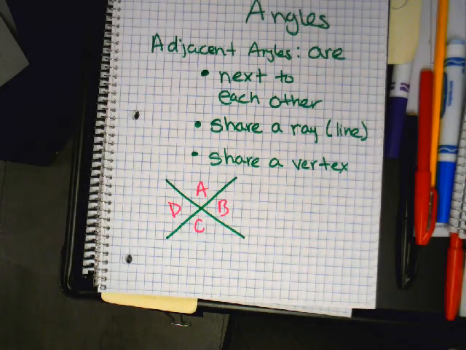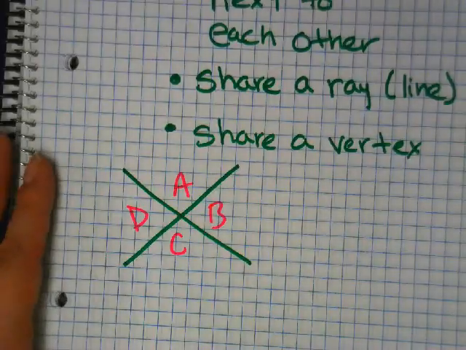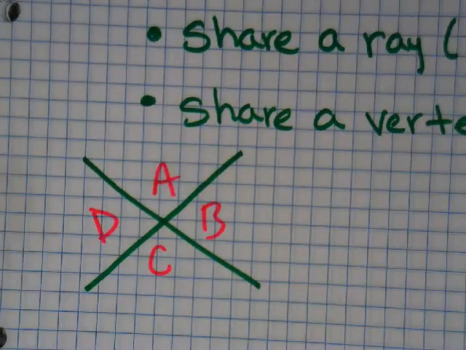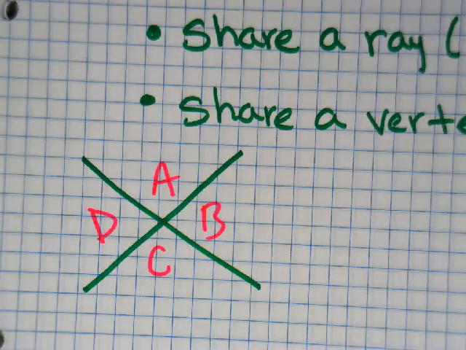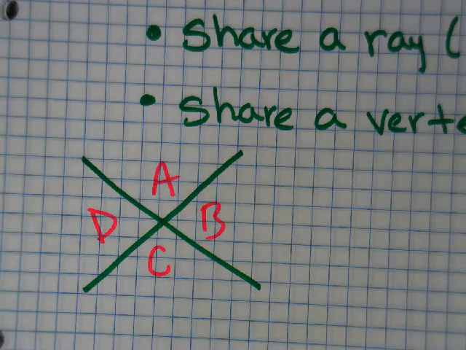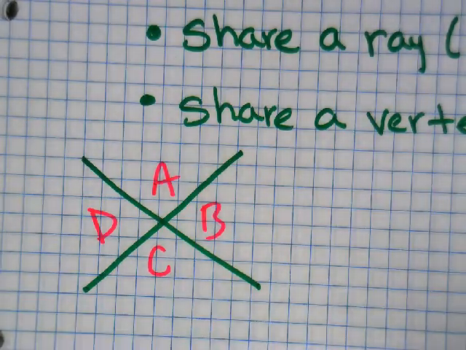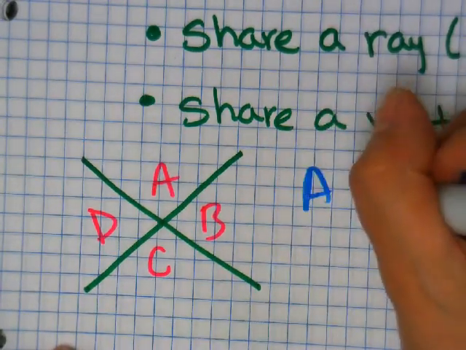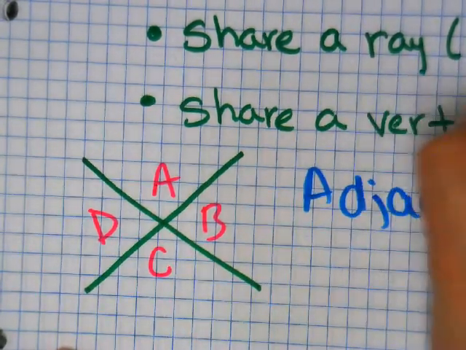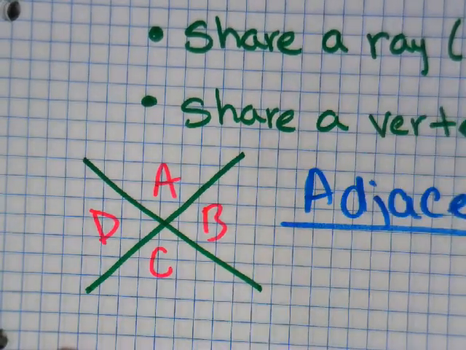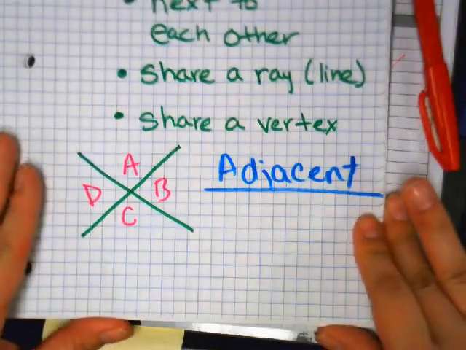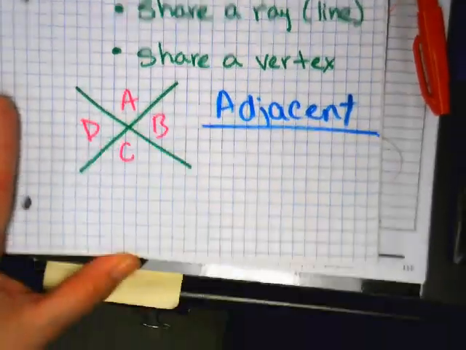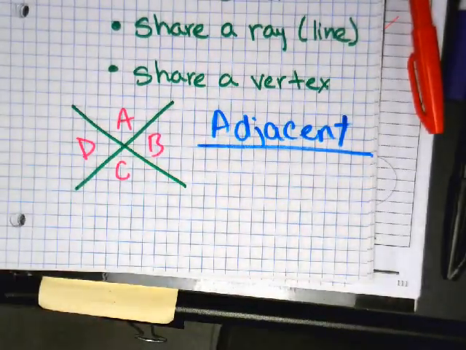A, B, C, D. Okay. So I labeled it A, B, C, D. Angle A, angle B, angle C, and D, in that order. Okay, so let's see if you guys can get this. I'm looking for a pair, meaning two. You need two letters to create a pair. I'm looking for adjacent angles. So I'm looking for which two angles make up an adjacent angle, meaning they're next to each other.